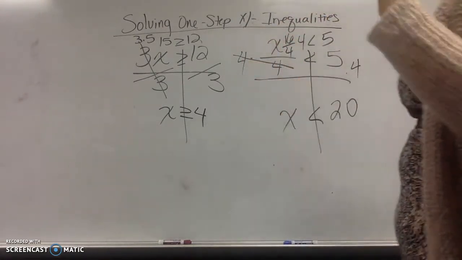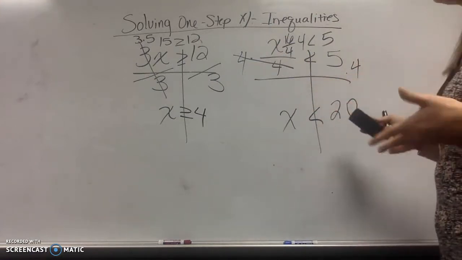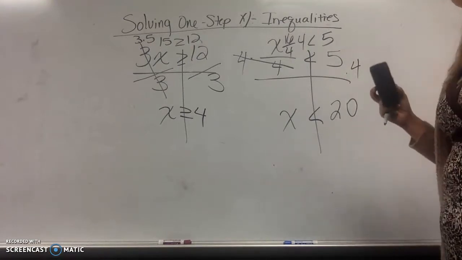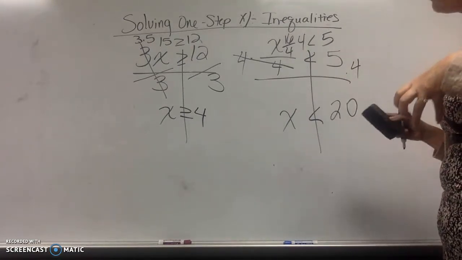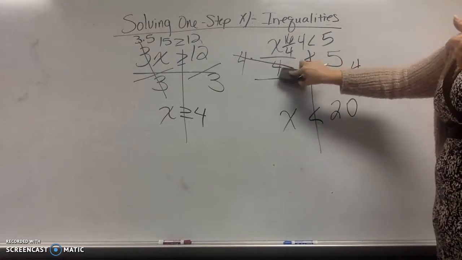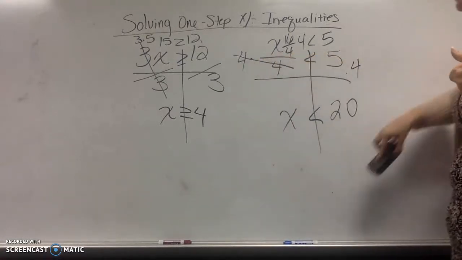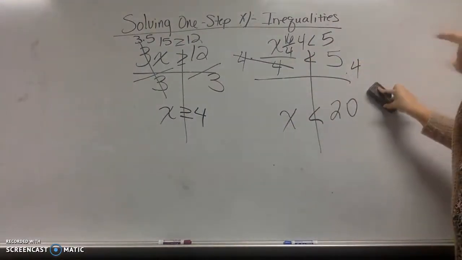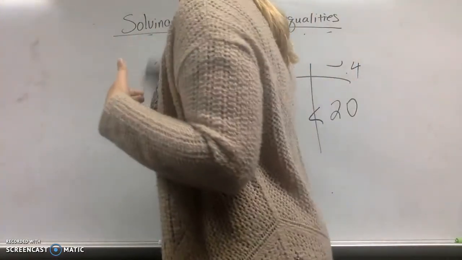Now, so far everything with multiplication and division with inequalities is exactly the same as equations. There is a difference though in certain inequalities, and that is if this number that we are dividing both sides by or multiplying both sides by is negative, it will change things. And let me show you what I mean.